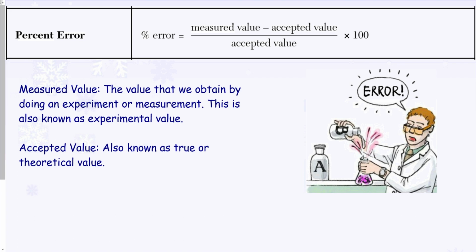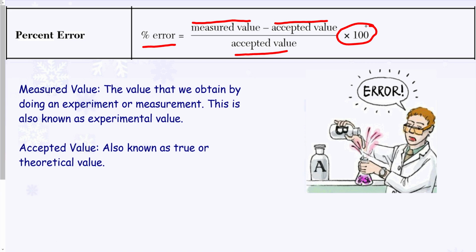What is percent error? It's the percent error measured based on the experimental value, known as the measured value. You have to subtract that from the accepted value, which is also known as the true value. And then you have to divide that number by the accepted value. And since percent means out of 100, you have to multiply it by 100.